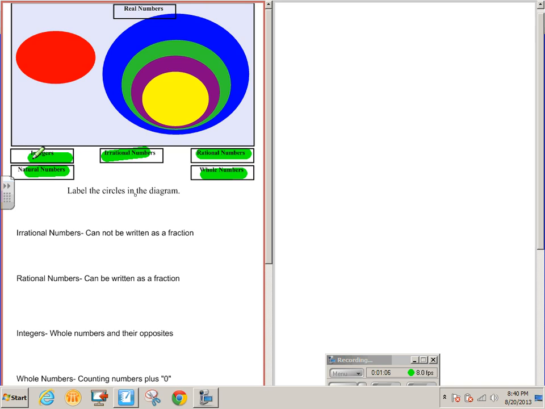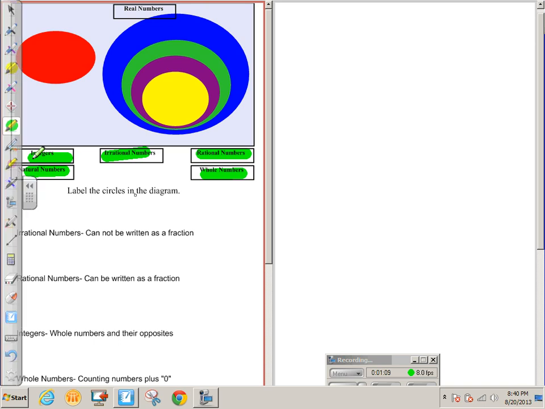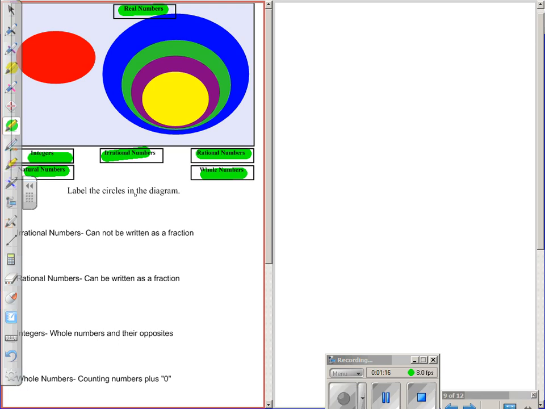So at the top of your screen, you're going to see real numbers. And yes, I just had to get on a chair to get up there. It's the vertically challenged part.